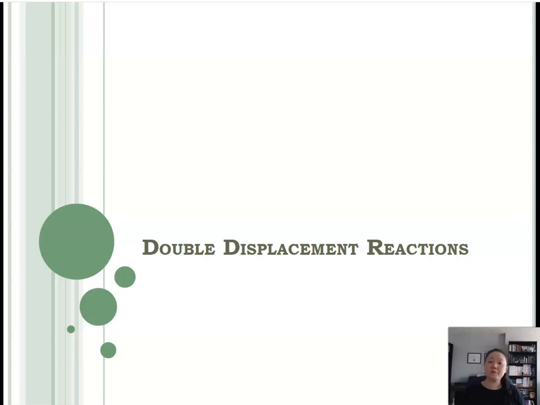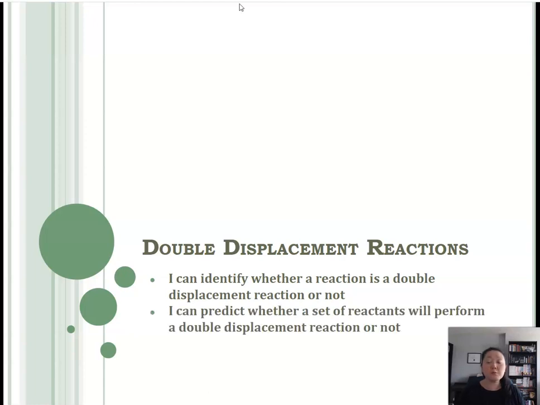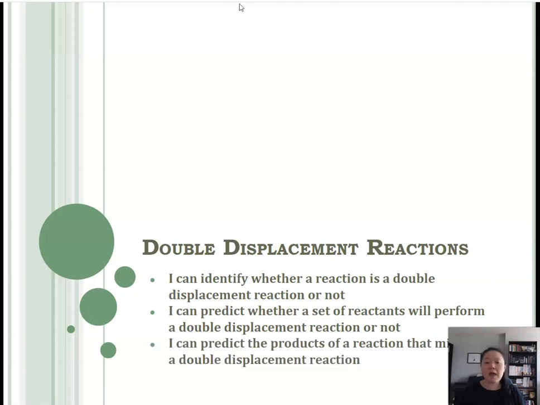Hello folks, and welcome to this lesson on double displacement reactions. By the end of this lesson, you should be able to identify whether a reaction is a double displacement reaction or not, predict whether a set of reactants will perform a double displacement reaction or not, and predict the products of a reaction that might be a double displacement reaction.